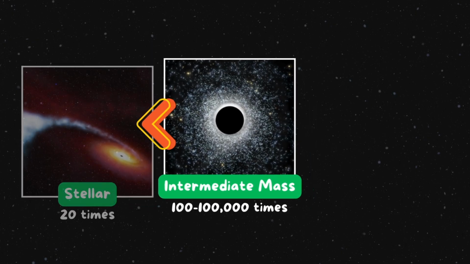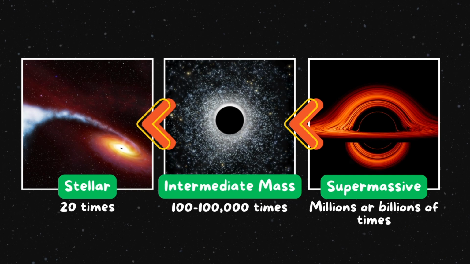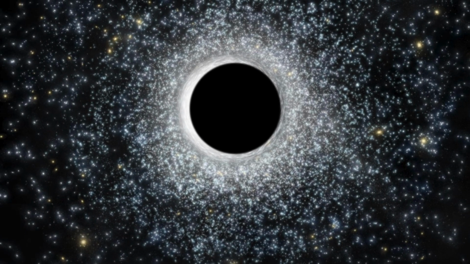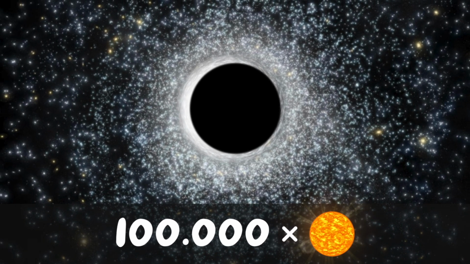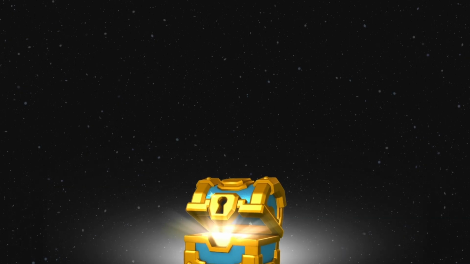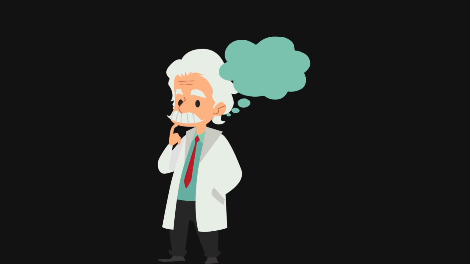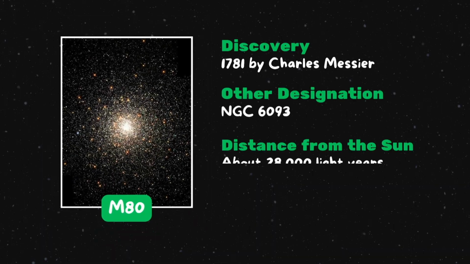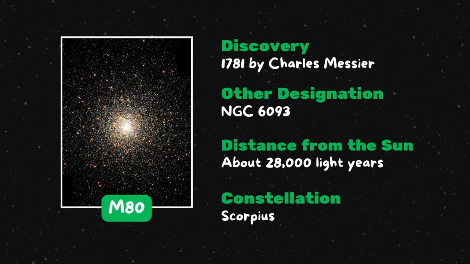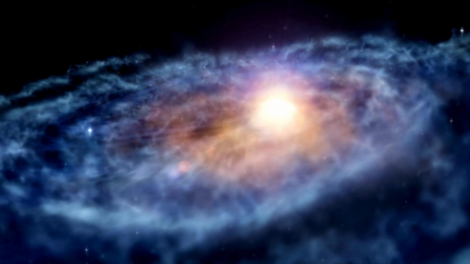Falling between stellar and supermassive black holes, intermediate mass black holes typically weigh in at between 100 and 100,000 times the mass of the Sun. They're rarer and more elusive, with some researchers suggesting they might be hiding in globular clusters, dense groups of ancient stars, or in the cores of young, small galaxies.